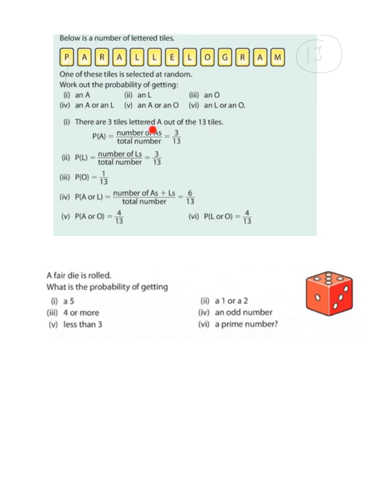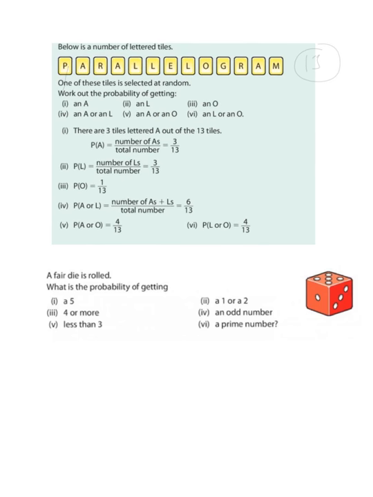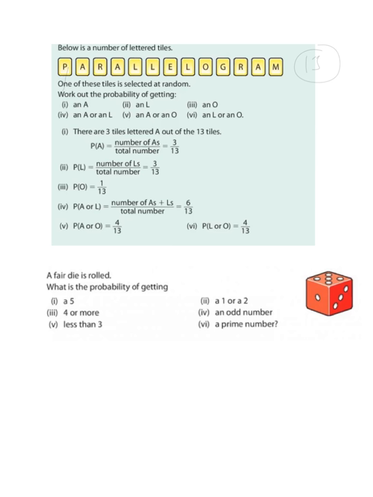Okay, and then this says this guy is an A or an L, and then all of these ones have an A or an O, and an L or an O. So when you see the word or, that means plus, okay? So we need to use the plus button. So or would be equal to the plus. So in this guy here, we have A or L. Okay, so it's A plus L.